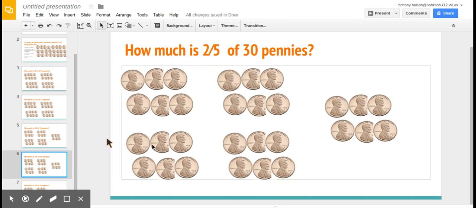What about 2/5? Well, I know that 1/5 is 6, so another fifth is going to be 6 more, which is going to get me to 12 pennies. And then 3/5 is going to be adding another 6 on. Okay, so 6 plus 6 is 12, plus 6 more would be 18. So 18 pennies is 3/5 of 30 pennies.